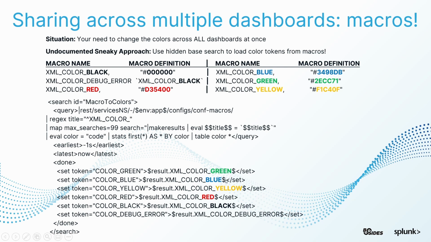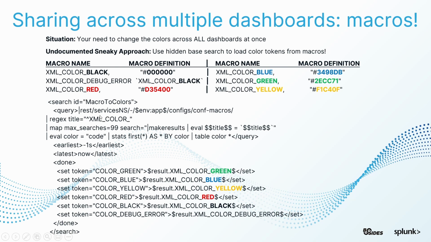And you can even dereference it one more layer, because you'll notice that this color debug is referencing another color macro, which is 0000. So this debug color can be changed across all dashboards as well by setting it to some other color or to its own independent hex code.